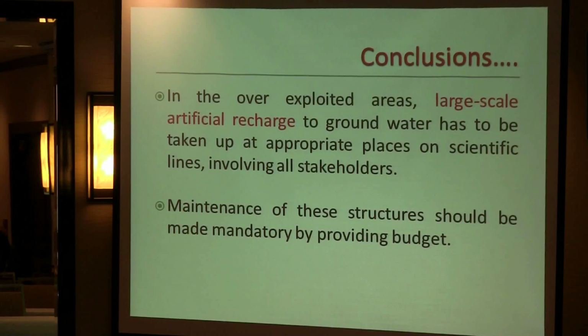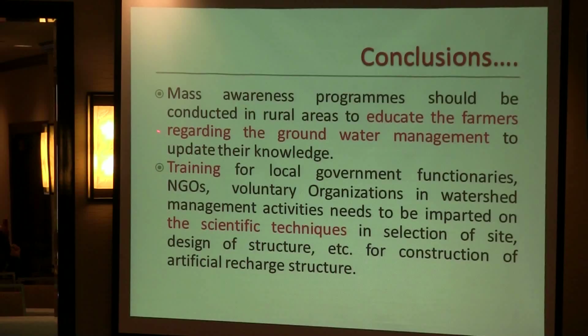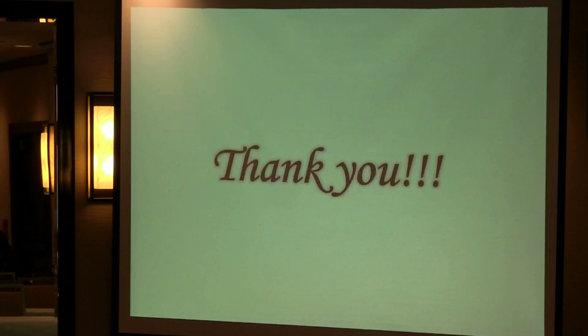In the over-exploited areas, large-scale artificial recharge of groundwater has to be taken up, like the rainwater harvesting which was discussed earlier. And not only that, we have to have regular maintenance of these structures, which is often not done, and some budget should be provided. And most important is mass awareness to educate the farmers regarding groundwater management, especially in terms of its pollution levels and for using it for irrigation as well as for industrial purposes. And training the local farmers using scientific techniques is a must.